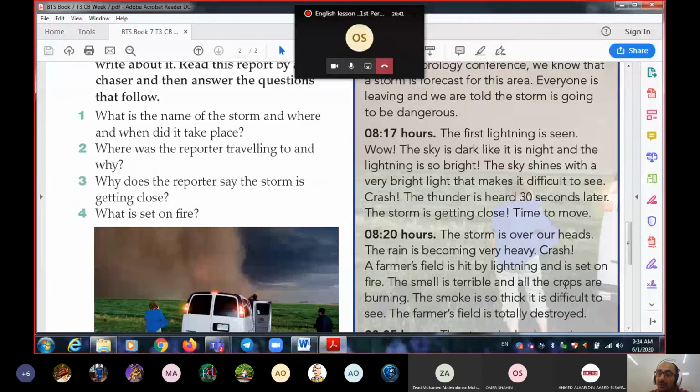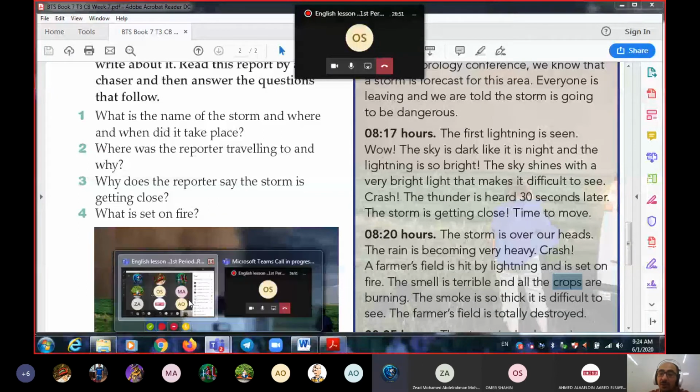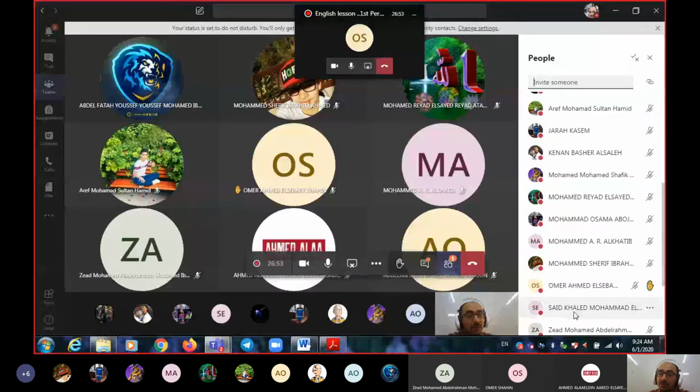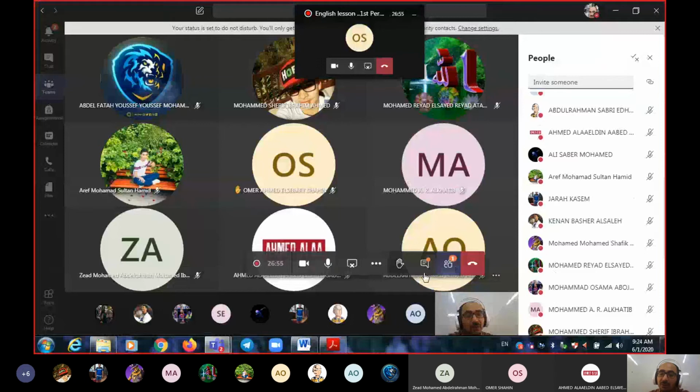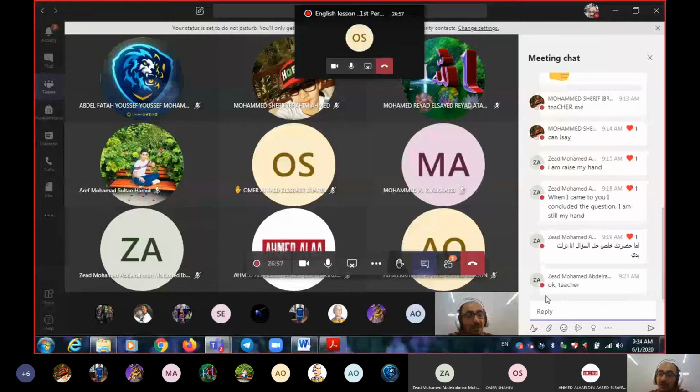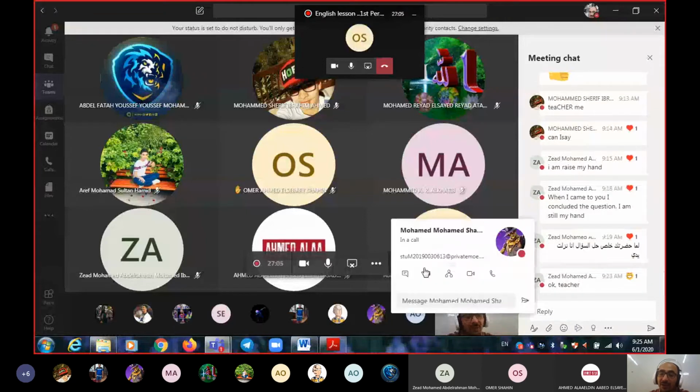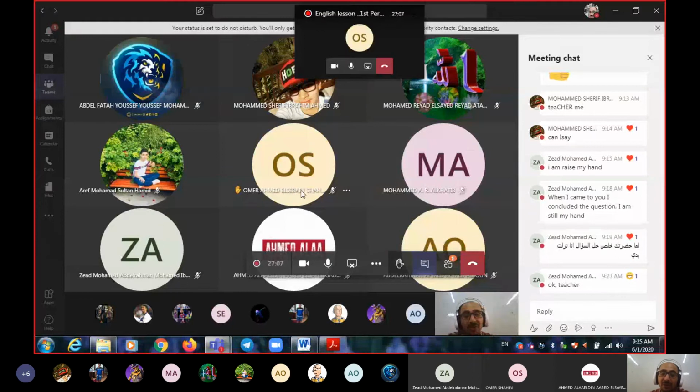What's the meaning of crops? Is there anyone who can give me the meaning of crops? Everybody, what's the meaning of crops? I think it's a very important word. What is the meaning of the word crops? If you know, if you raise your hand for this, you can use the chat board, everybody, by the way. Okay, teacher, very good, excellent. You can use the chat board if you want to take one, and I'll give you a bonus for this.